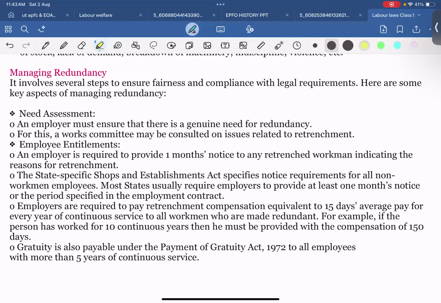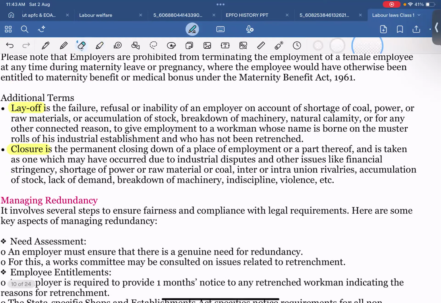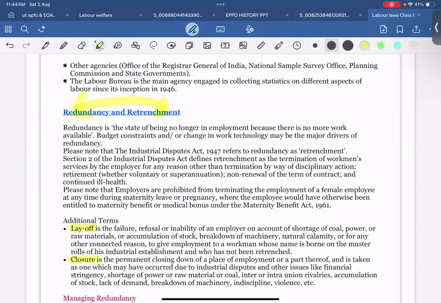Employer's entitlements, what is that? An employer is required to provide 1 month's notice to any retrenched workman indicating the reason for retrenchment. Retrenchment, you understand? What is retrenchment? Similar. These are similar. Closure is Kingfisher Airlines. Very good.